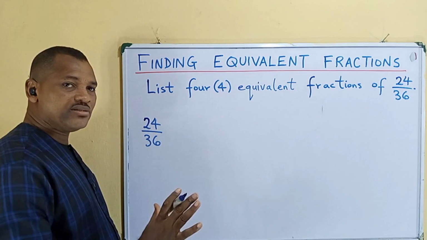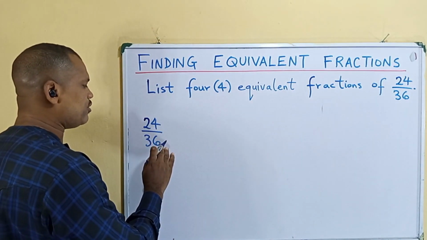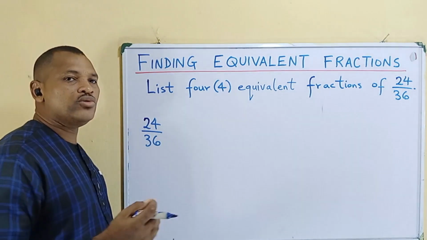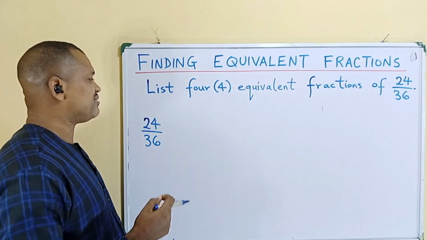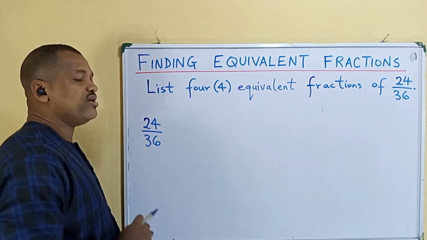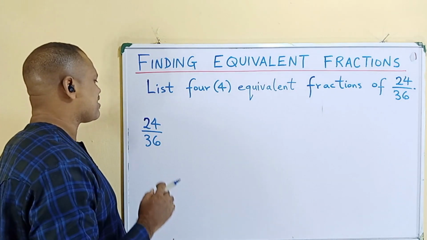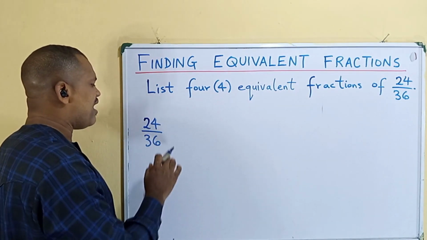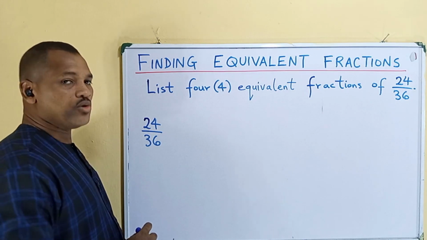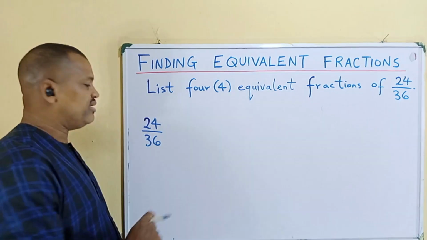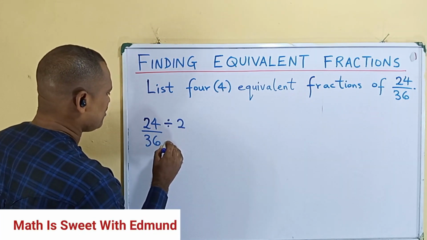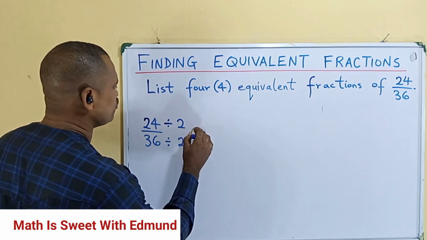So you divide the same thing. You divide both the numerator and the denominator by the same number. And the number you divide with must be a number that is a common factor of both of them, that is the numerator and the denominator. So if you choose a number, make sure that the number you choose can divide the top number and the bottom number without any remainder. So if you pick 2, 2 is okay because 2 can divide both the numerator and the denominator. So you divide 24 by 2 and 36 by 2.